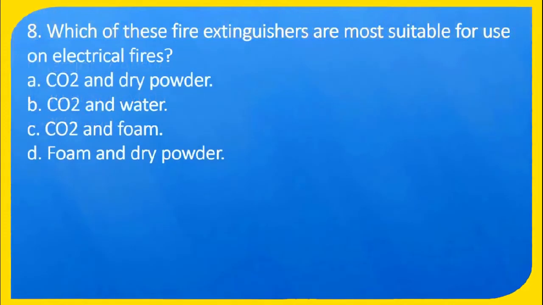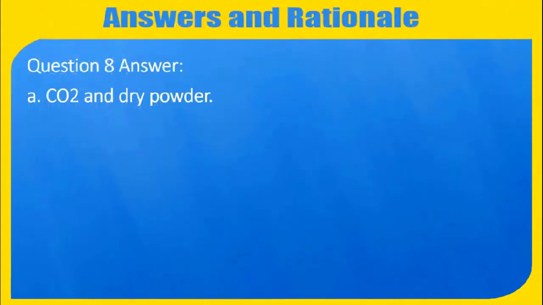Question 8. Which of these fire extinguishers are most suitable for use on electrical fires? A. CO2 and dry powder. B. CO2 and water. C. CO2 and foam. D. Foam and dry powder. Question 8 Answer, A. CO2 and dry powder.